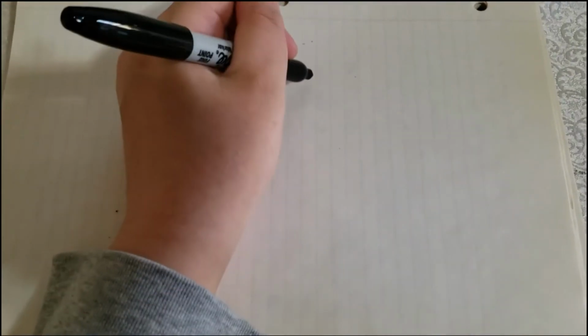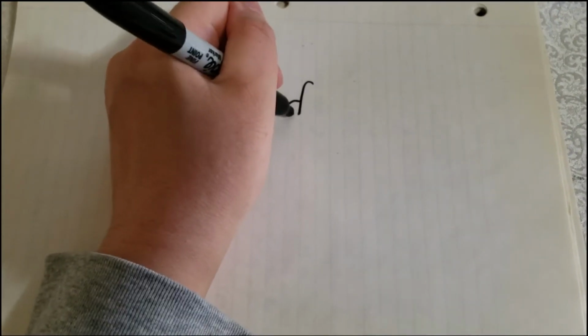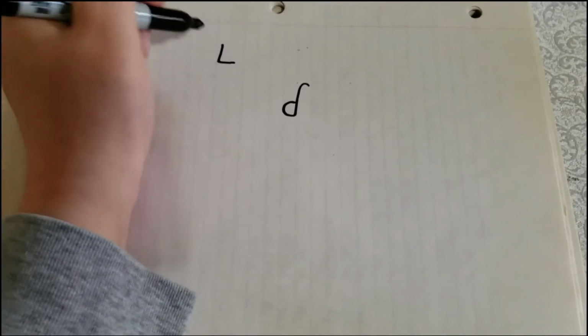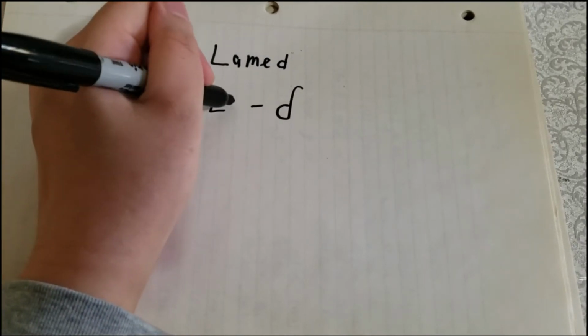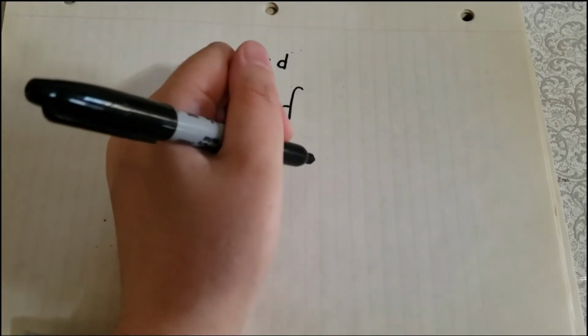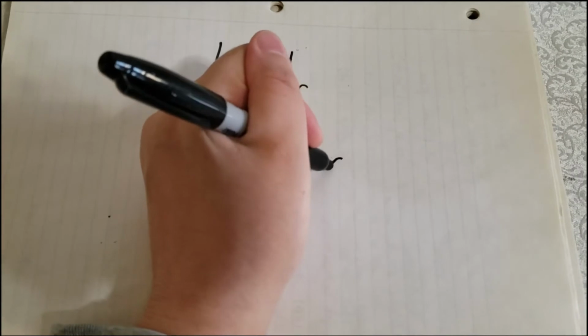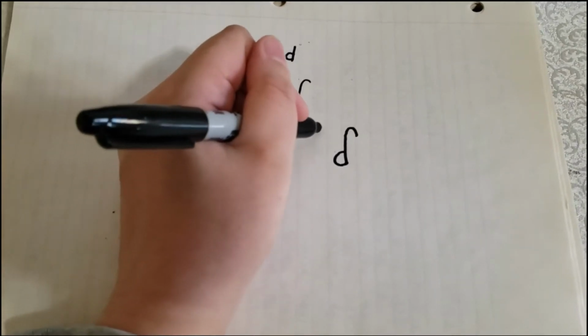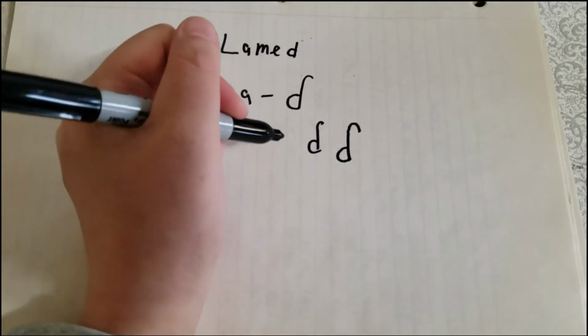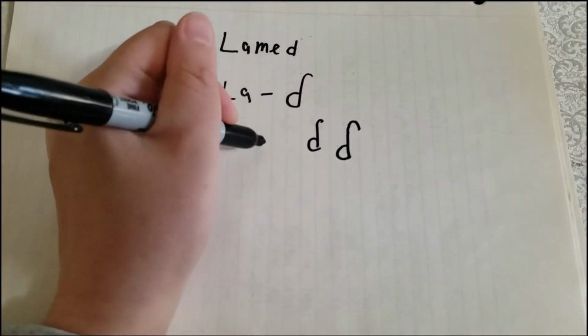Okay, next letter is Lamed. Lamed. Lamed makes the sound of L. La. Okay, so same thing as I told you before with the Tet letter. You're taught at school to start from the bottom up. For me, it's easier to go from the top to the bottom, but each to their own, whatever is easier for you. So let's do it slowly.